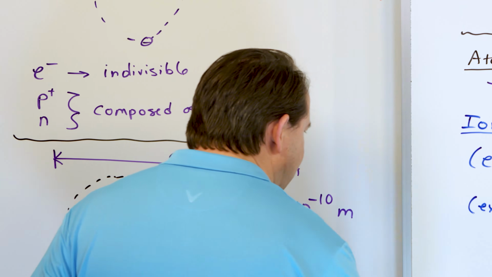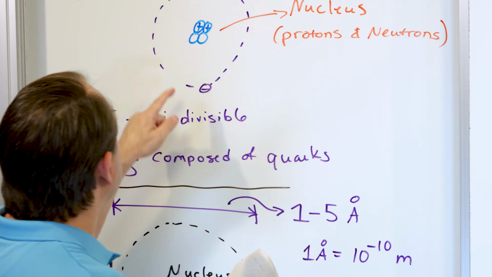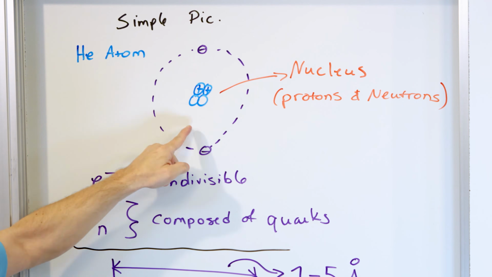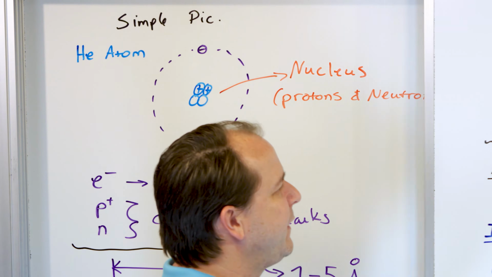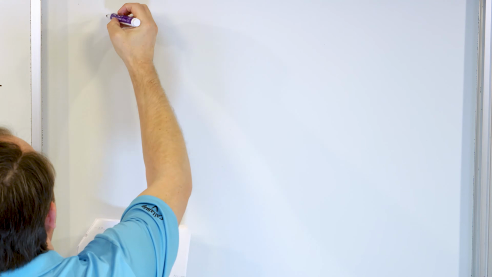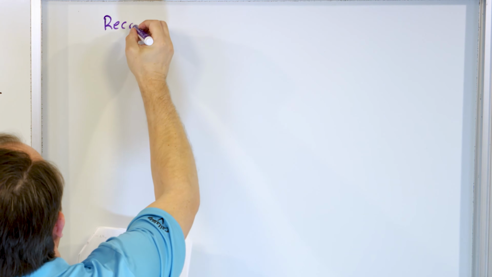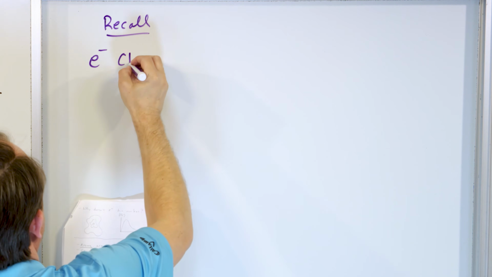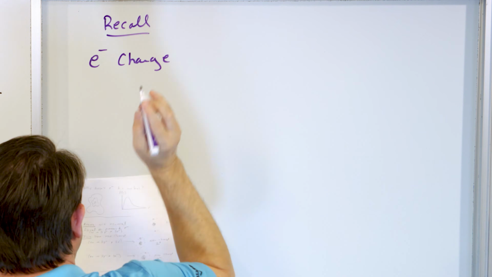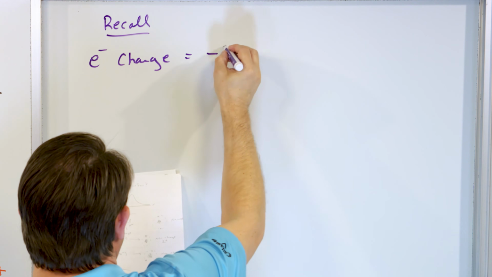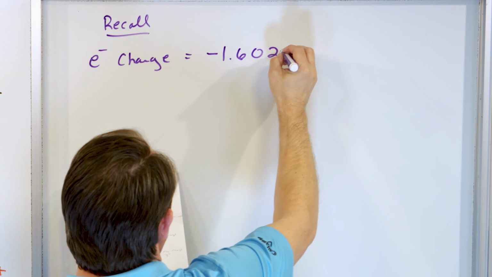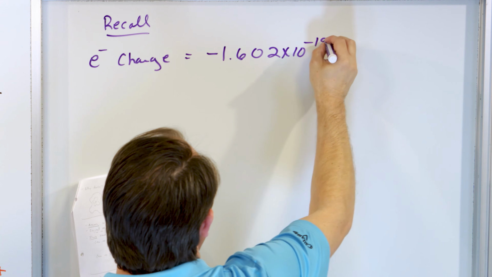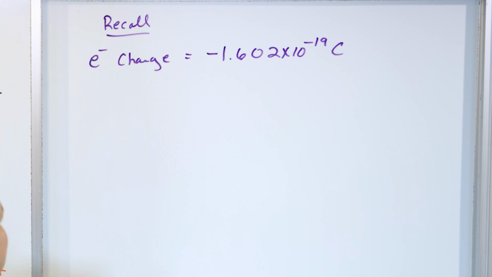All right, so now we want to zoom in a little bit more on the protons and neutrons and the electrons, and talk about their charge and their mass. We learned in the last lesson, so I will say recall, that the electron has a charge. In the units we talked about, it was negative 1.602 times 10 to the minus 19, in an SI unit called coulombs.